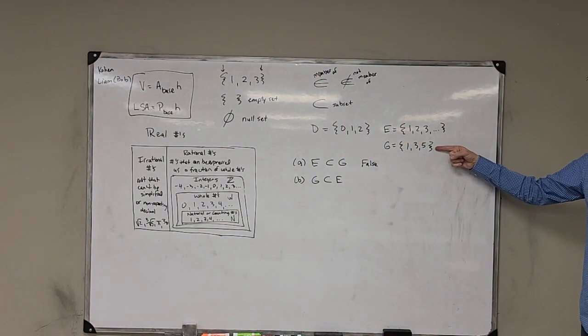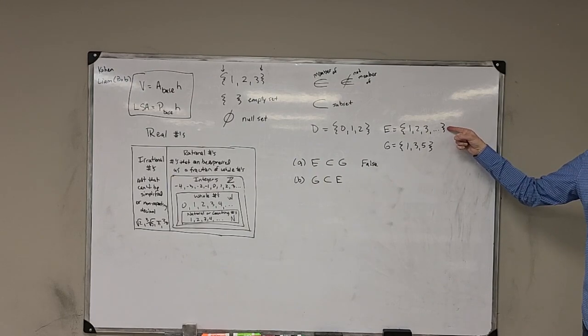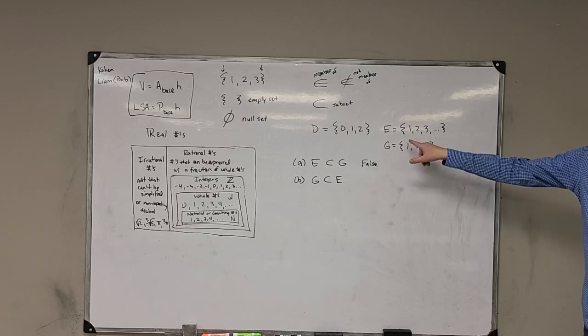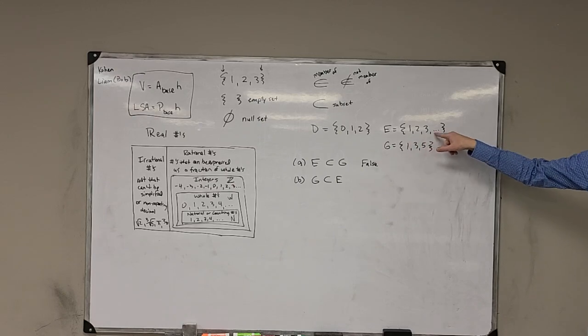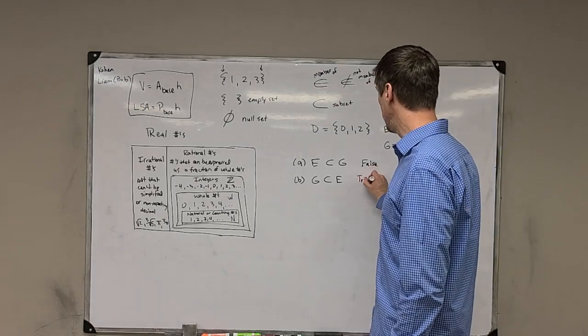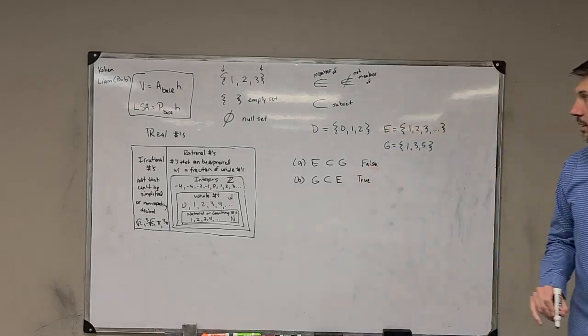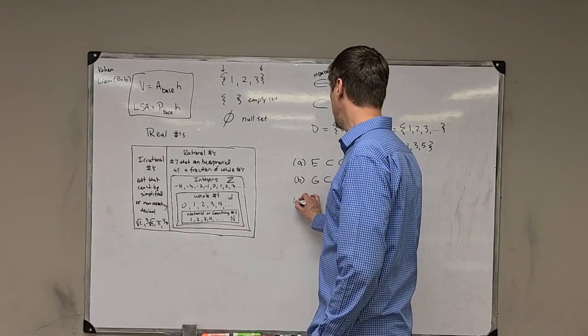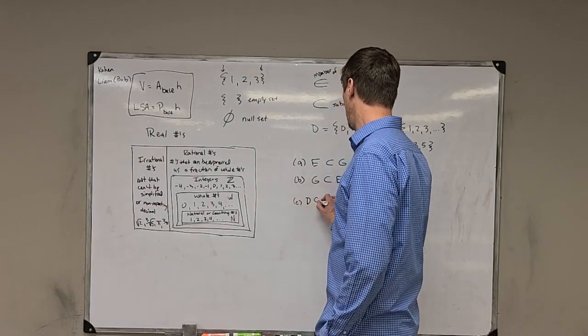Is this set a subset of this set? It is, right? 1, 3, and 5 are all that G is comprised of, and 1, 3, and 5 can be found in E. So we would say this one is true, right? And then finally, is D a subset of E?